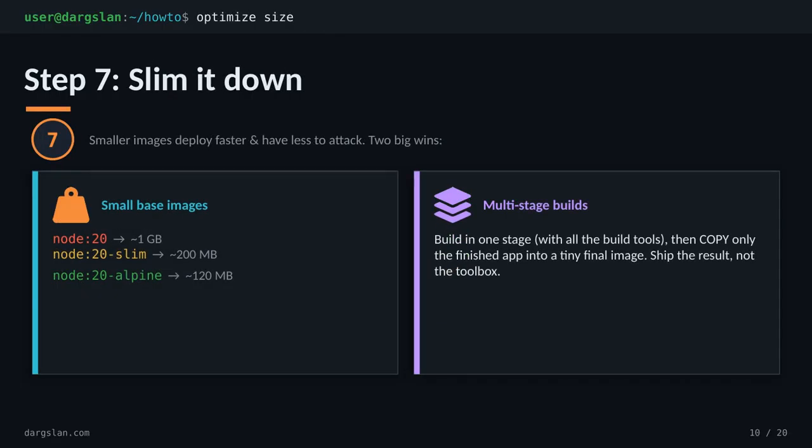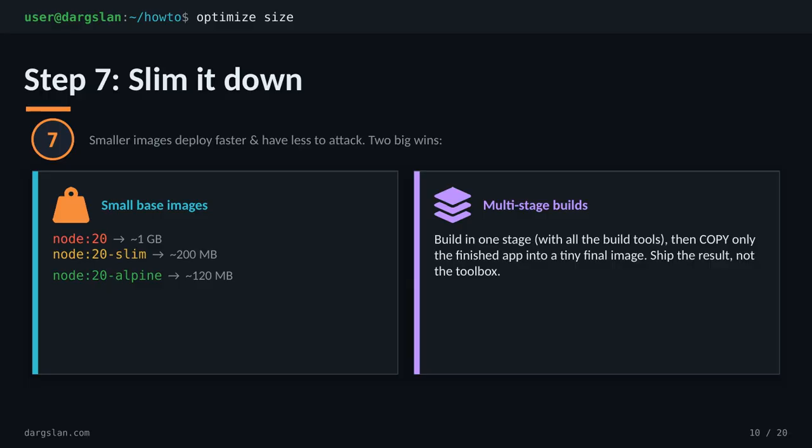While we're trimming the fat, let's talk image size itself. Picking a smaller base image is the quickest win. Swapping node for node-slim drops you from about a gigabyte to 200 megs, and Alpine gets you down near 120. The other trick is multi-stage builds. Do all your compiling in one stage with the full toolchain, then copy just the finished app into a tiny final image.